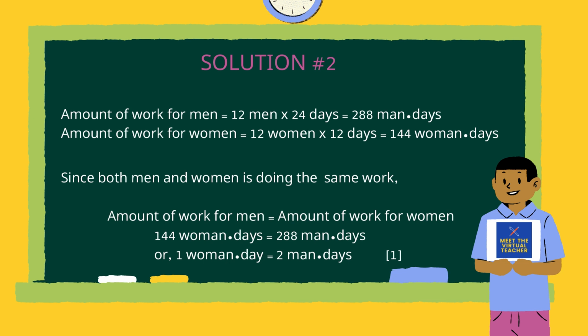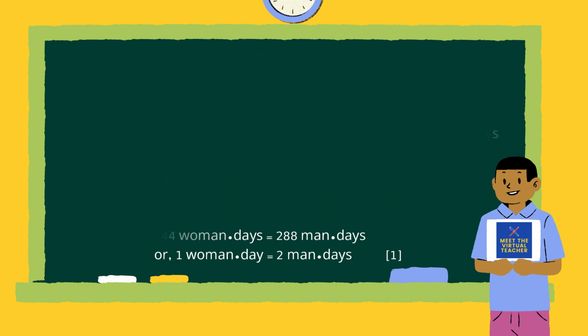Since both men and women are doing the same work, we can safely equate the amount of work for men and the amount of work for women. Therefore, 144 woman days is equal to 288 man days, or 1 woman day is equal to 2 man days. That is our relation number 1.